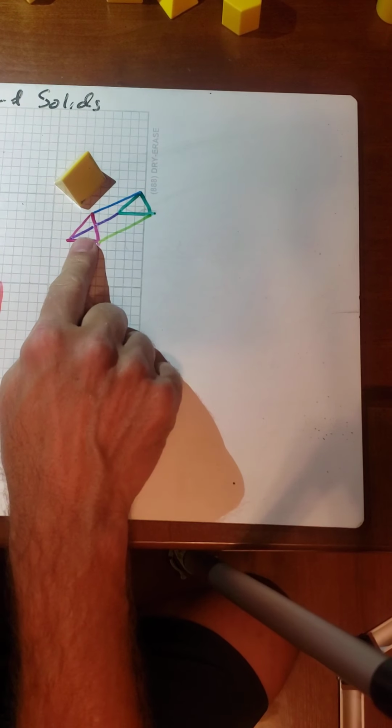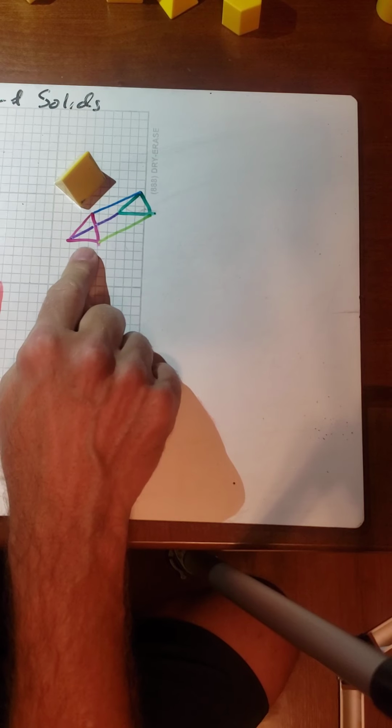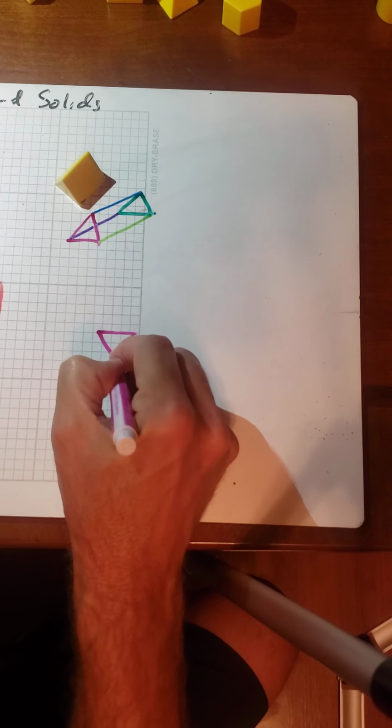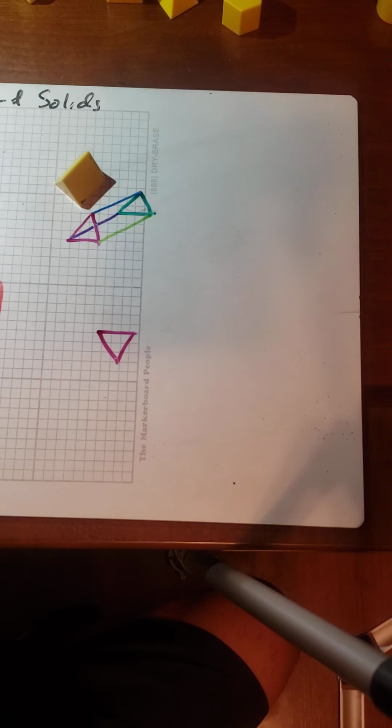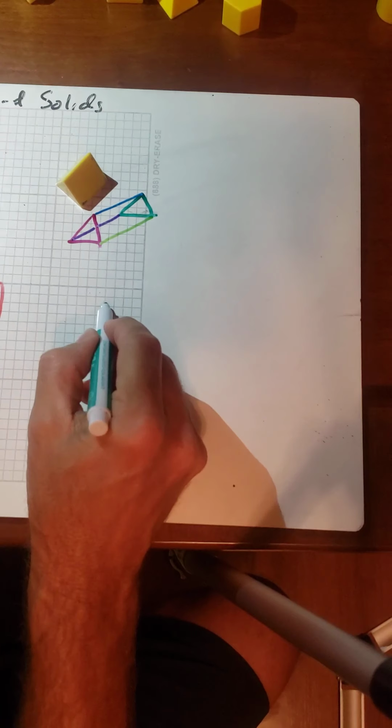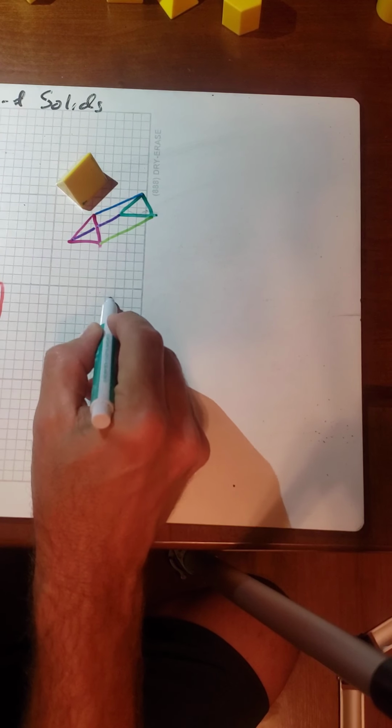So if I take that red one and draw that red one going straight down like this, okay, so there's that red one. And then if I had this green one, it would be on the opposite side, and it's going to be going like this.